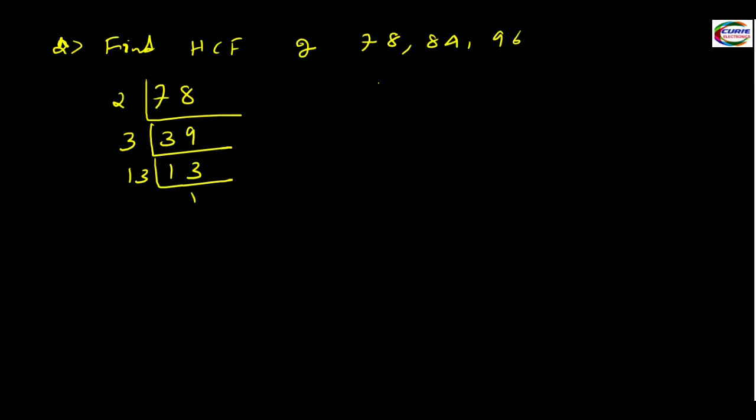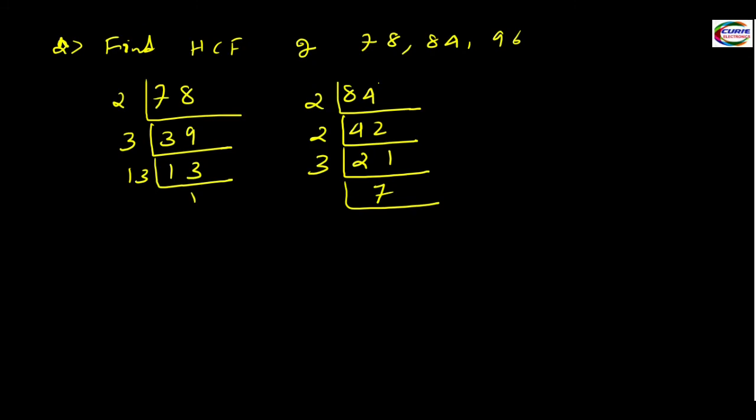Next number is 84. 84 also we have to factorize. It's an even number, so I'll divide by 2. 42. Again it's an even number, I can divide by 2. So it is 21. Now it's an odd number, so I'll divide by 3. I'll get 7. 7 3s are 21. So again I'll divide by 7. It will become 1.